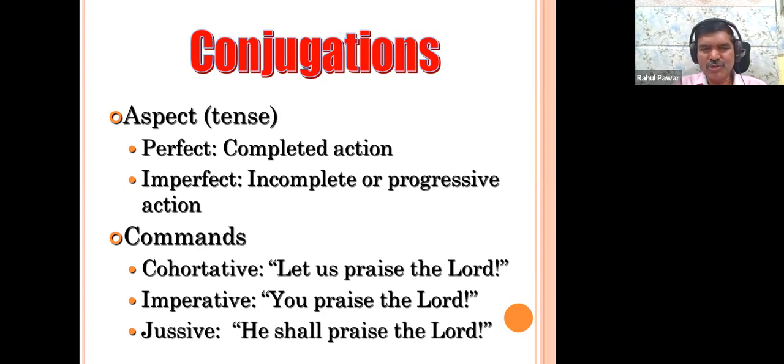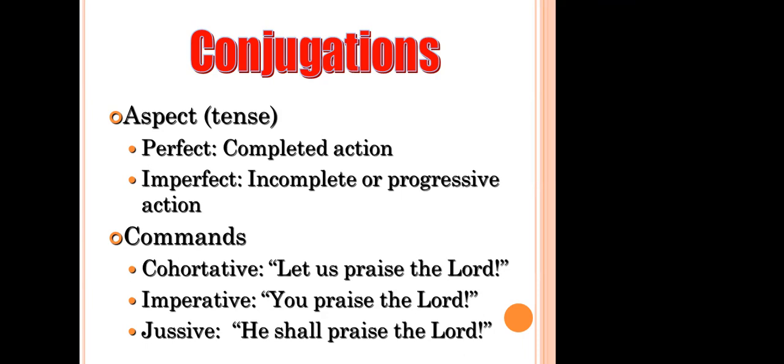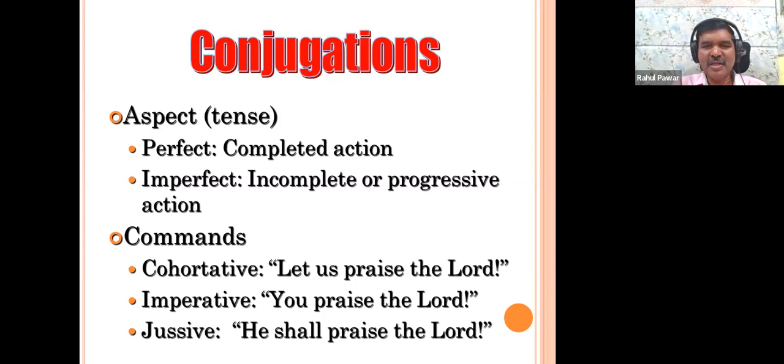Perfect is a suffix conjugation. Which conjugation? Suffix. And another name is katal. And for imperfect, it is prefix conjugation. And another name is iktol.